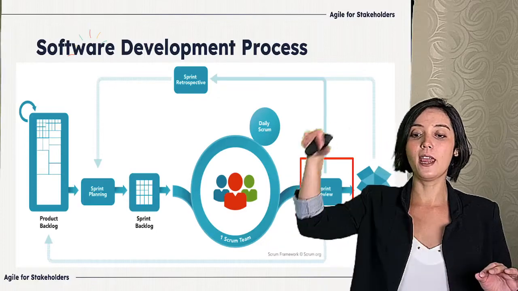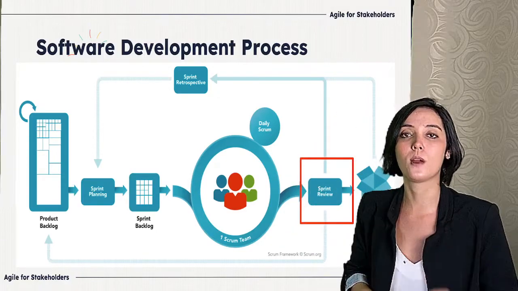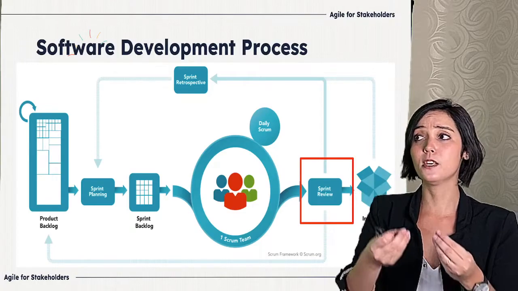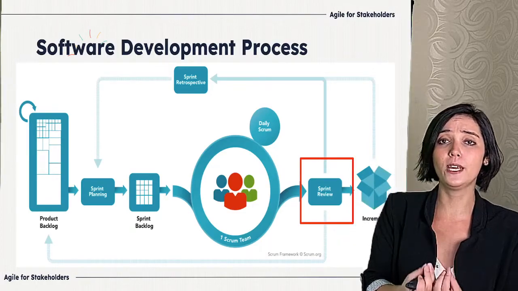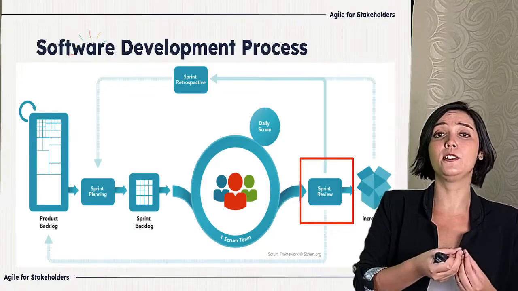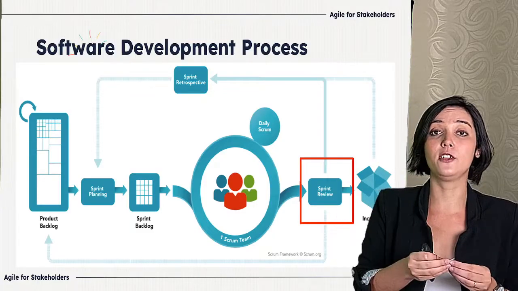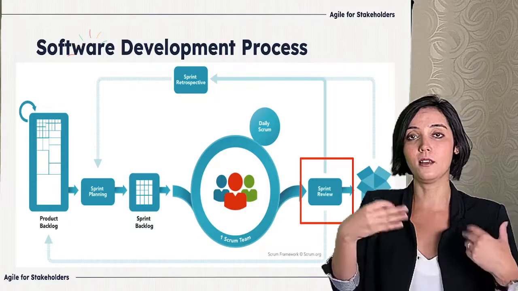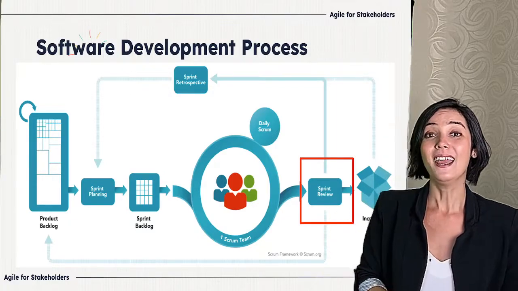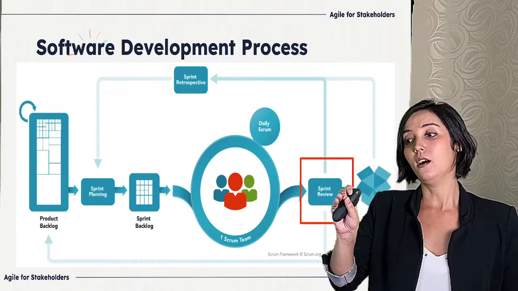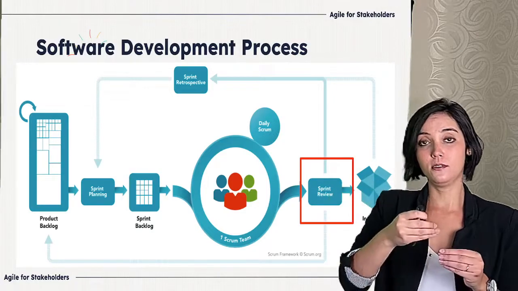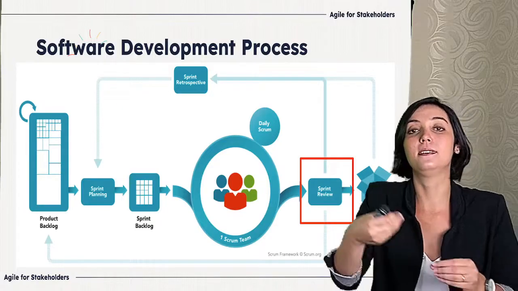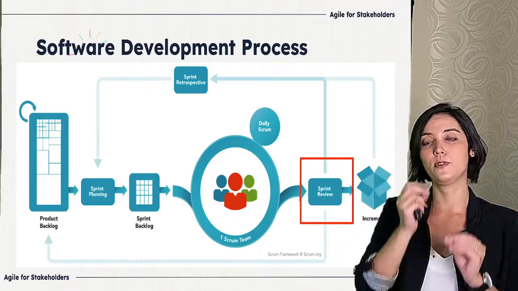And every day we have a daily scrum to see if we are following what we planned for the sprint, to adapt to changes, and to align everything during the day. Okay, and after we deliver, after we implement this increment, we have the sprint review.